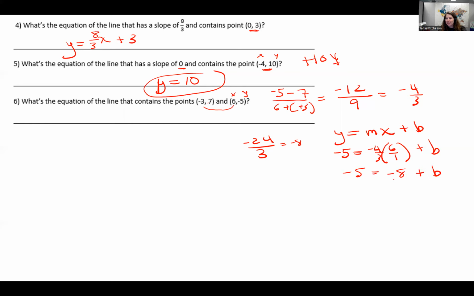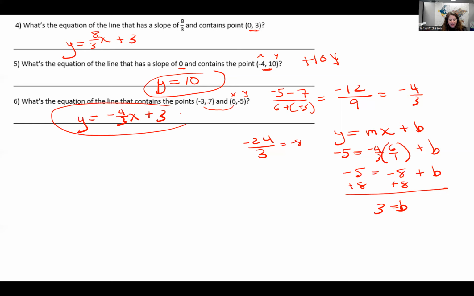And now to solve for b, I'm going to get rid of -8, so I'm going to add 8 to both sides. So my y-intercept is 3. And now we put it all together. The equation is y equals -4/3 x plus 3. And that is the equation for number 6.